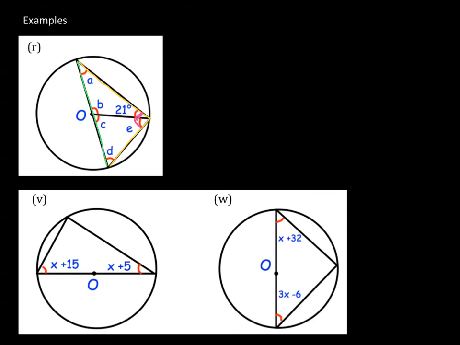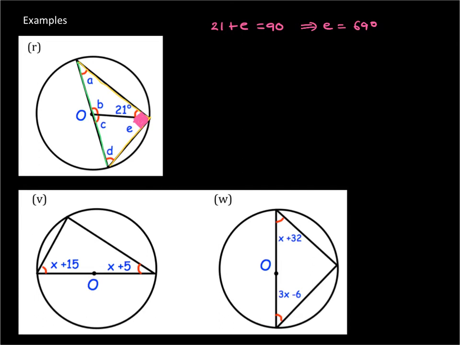is our 90-degree angle. So we know that 21 plus e must equal 90 degrees, using the circle theorem: the angle in a semicircle is 90 degrees. So from here, you can very simply work out what e is. It's 69 degrees. Now, how do you then go about finding the other angles?